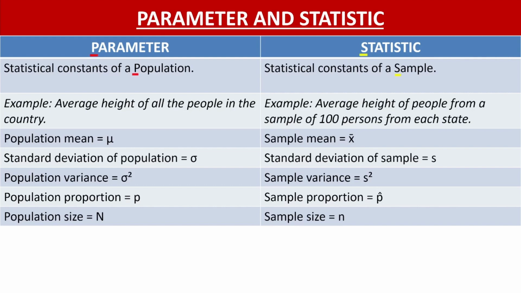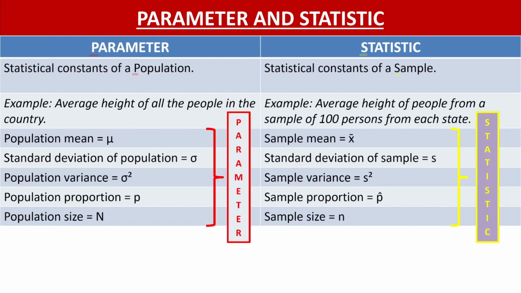Population variance is given by sigma square and sample variance is given by s square. Population proportion is given by p and sample proportion is given by p hat. The population size is given by capital N and sample size is given by small n. So now you will realize that all the statistical constants of the population are called parameters and all the statistical constants of a sample are called statistics.